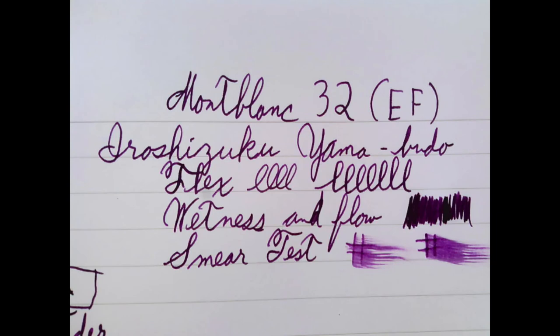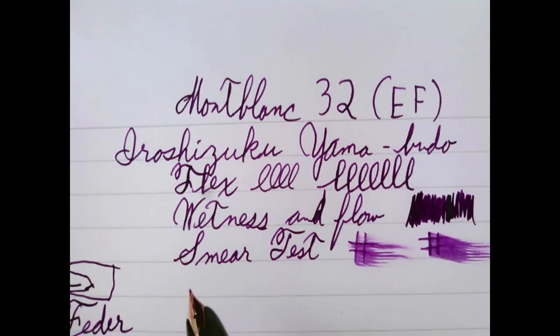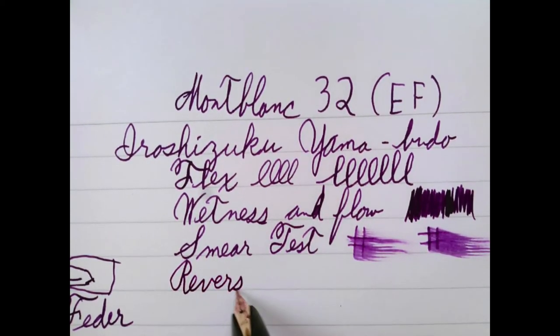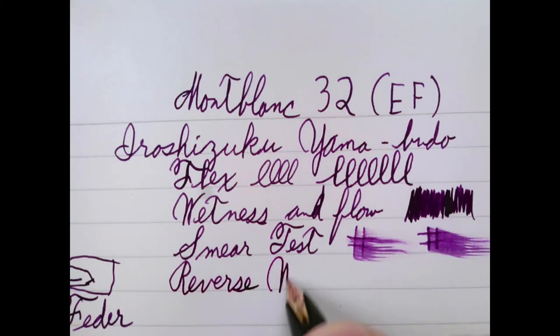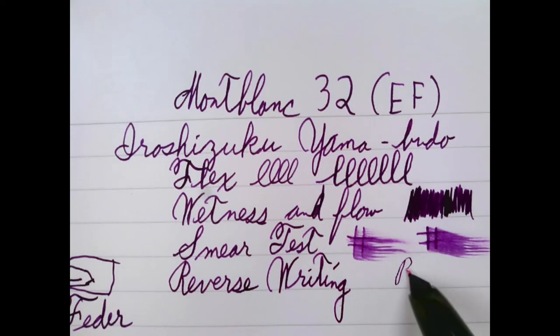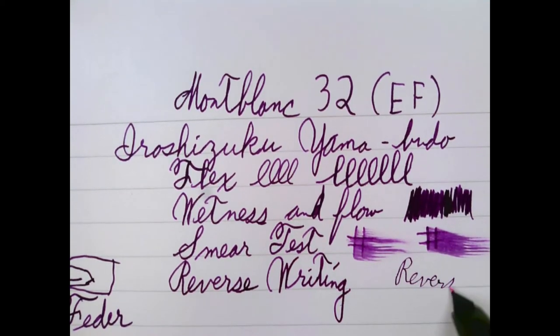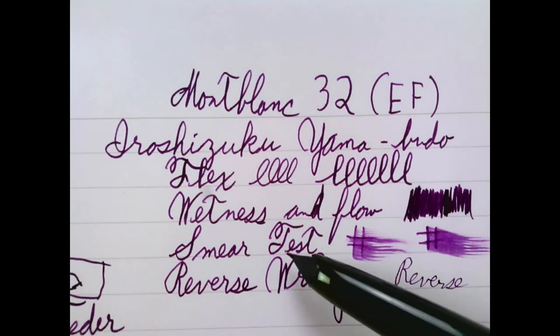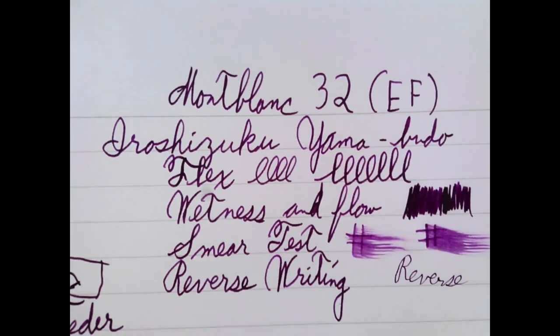Alrighty, and let's see, wetness and flow, and then I always do reverse writing. As always, because that's not a thing I ever do in my real life, this will be a surprise to me and to you. Woo! Now, scratchy as all get out, but I'd call that like an ultra extra fine. Groovy! And the nib is a pretty nice nib.